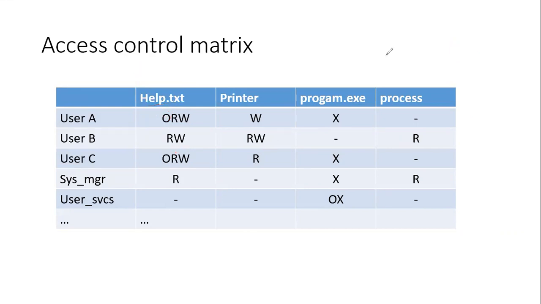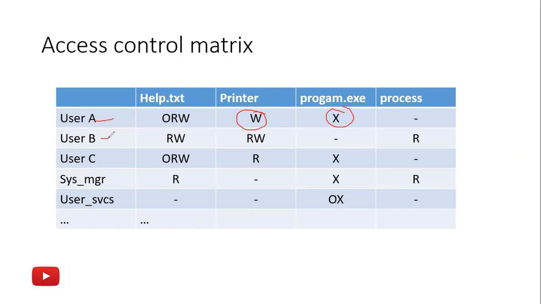By this way, this matrix helps you in giving permission for the operating system. So the operating system usually sees the user. For example, user A is Talmasani. So it says, okay, for this file, yes, he is the owner and he can read and write as well. For the printer, he can only write. For this file, he can execute it, but the process he cannot do, right?